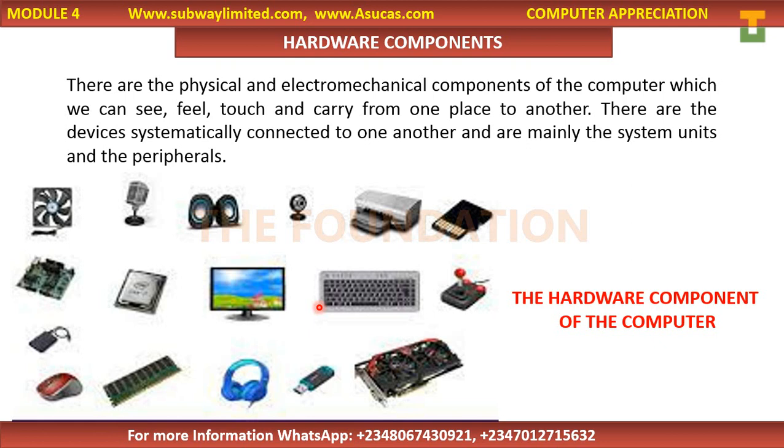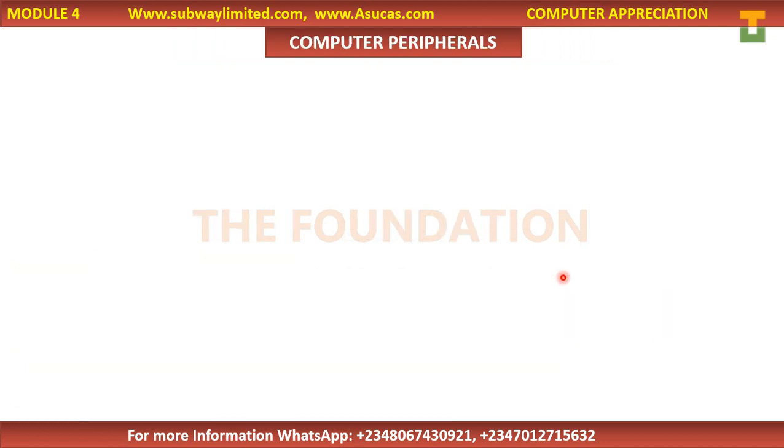You can take a closer look at this: the system units and the peripherals. We already showed you this. These are some of the hardware components. So, computer peripherals. In the computer industry, you'll be hearing us use peripherals, or somebody might ask you. So let's take a closer look at what computer peripherals are.